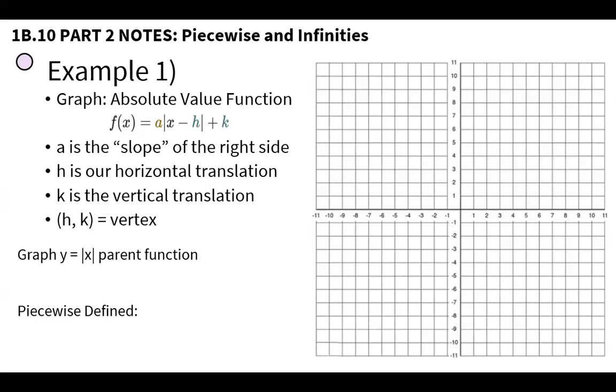So for the absolute value function, I'm going to give you a moment to write down what we need to know as a class. Our A is the slope of the right side of our absolute value function. You're going to write this down. H is our horizontal translation, so it's telling us how our function is moving across the x-axis. K is the vertical translation, and it's telling us how we're going up and down. Put together, they make our vertex, which is (H, K).